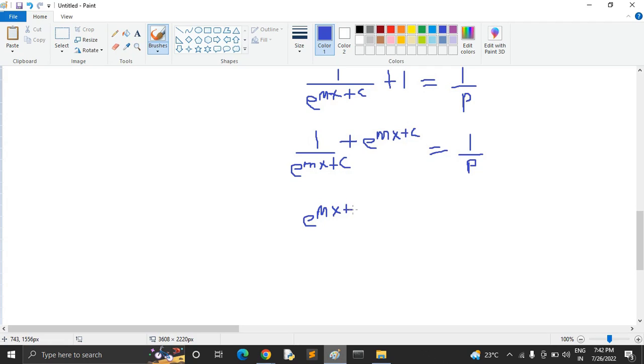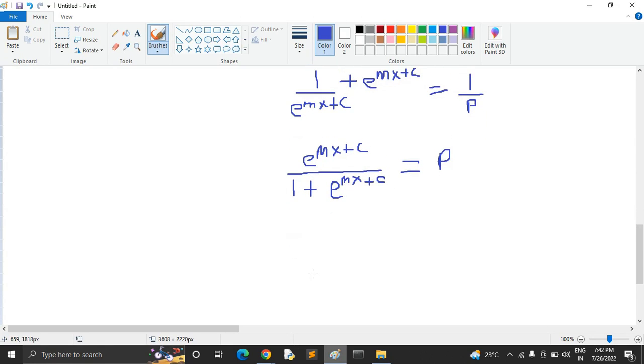mx plus c upon 1 plus e to the power mx plus c, is equals to p. Now this equation, guys, let me rearrange this in a proper order.